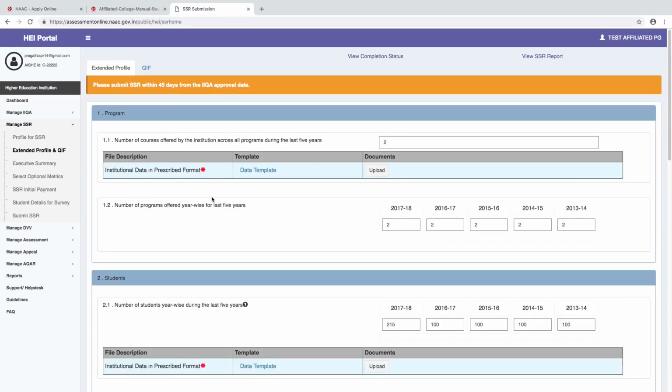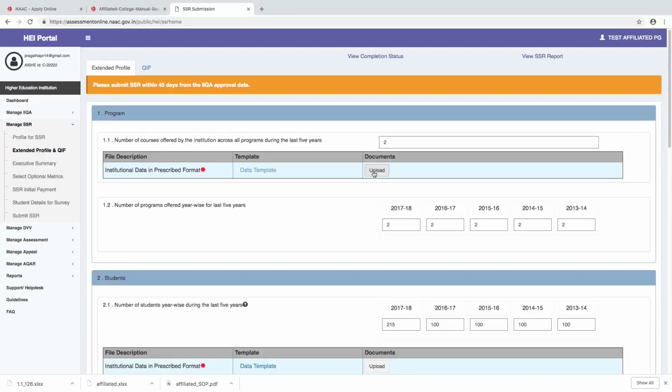Now, in terms of the QIF and the extended profile, the extended profile acts as the denominator to calculate the QnM aspects, and hence the extended profile here seeks information which would be quite large in nature, like the number of courses offered by the institution across all programs during the last 5 years. Now, in this, a specific template format is also provided. This can be downloaded. The details of the courses are supposed to be filled in here and then have to be uploaded back in this section.